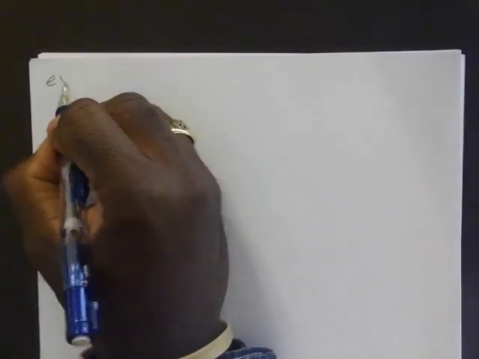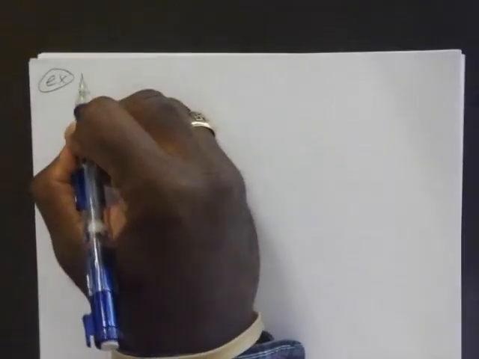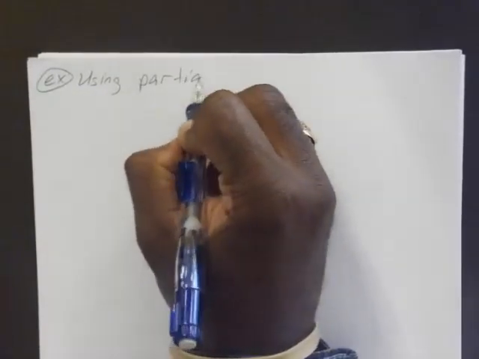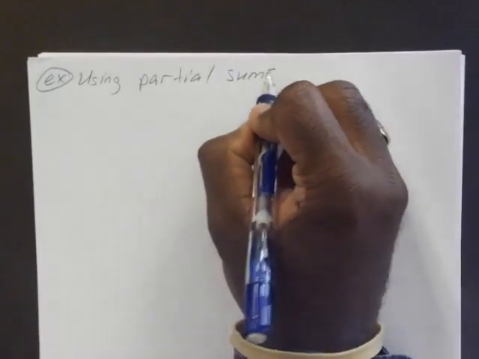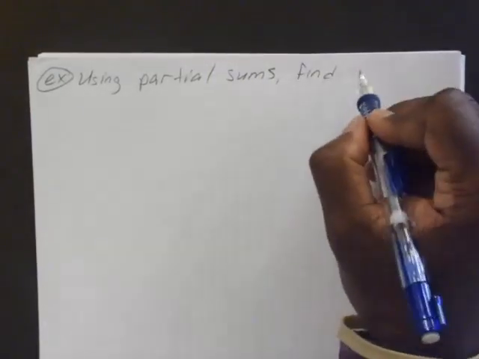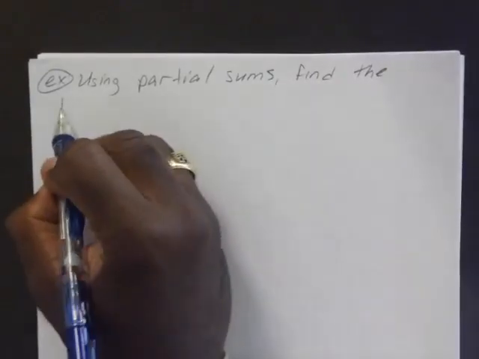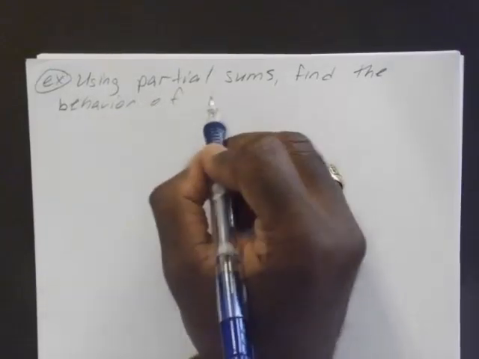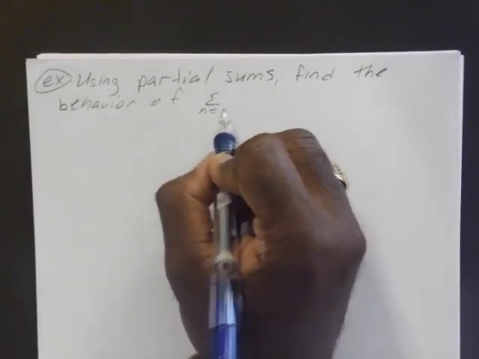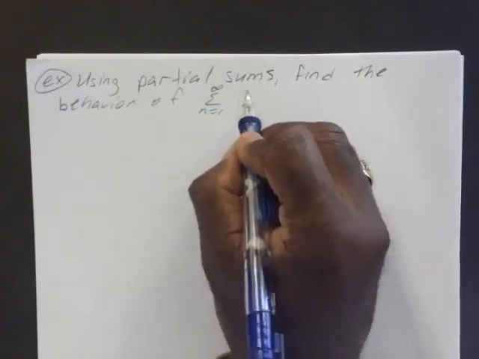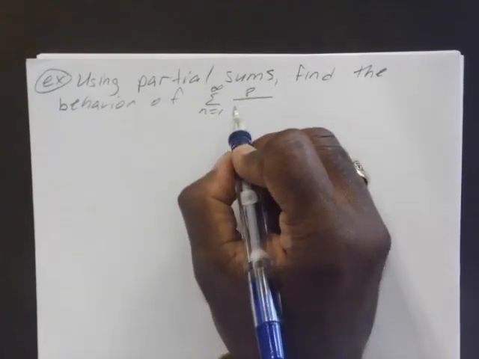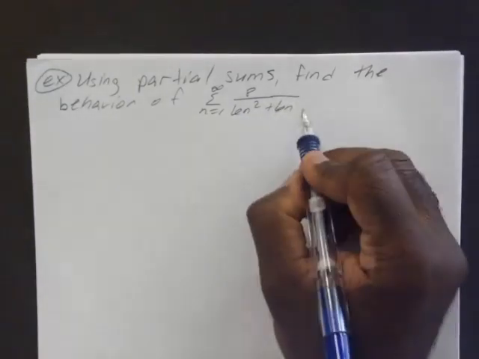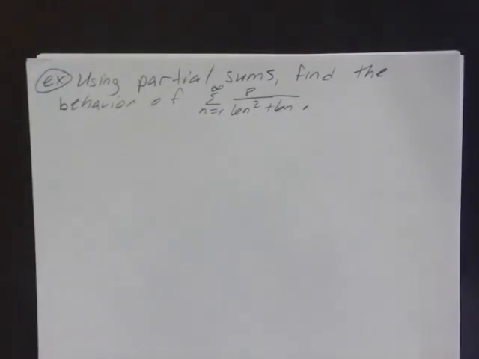Okay, so let's say, for example, if using partial sums, find the behavior of the sum from n equals 1 to infinity of 8 divided by 6n squared plus 6n. And by find the behavior, they just mean converge or diverge.